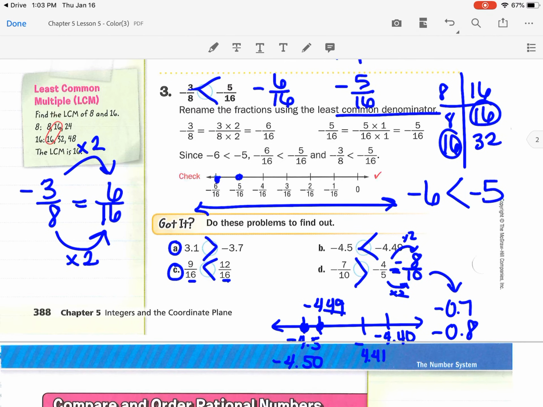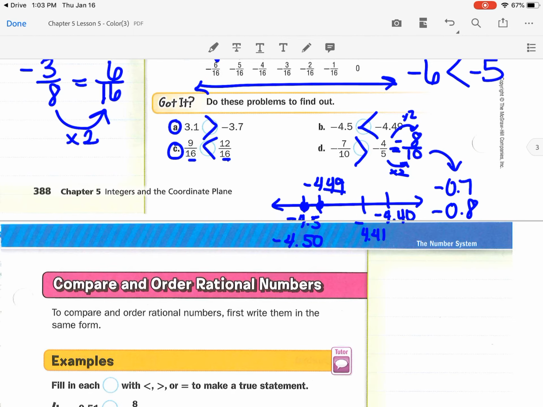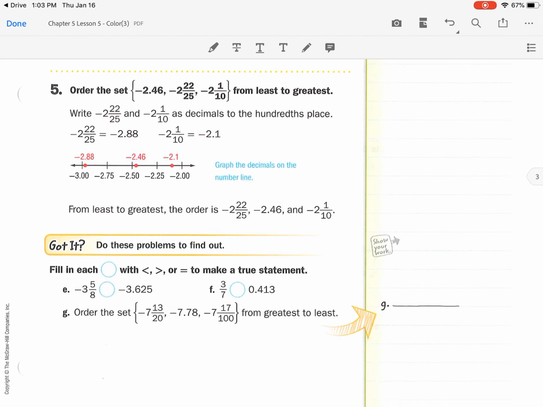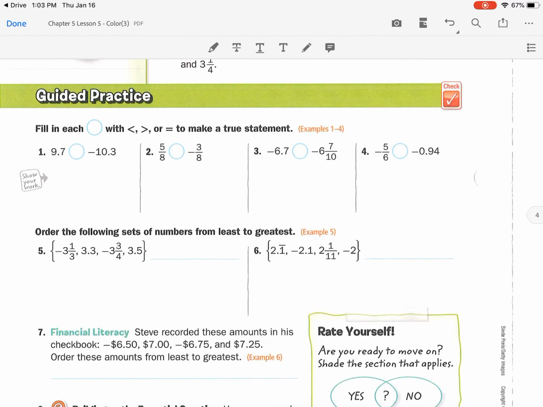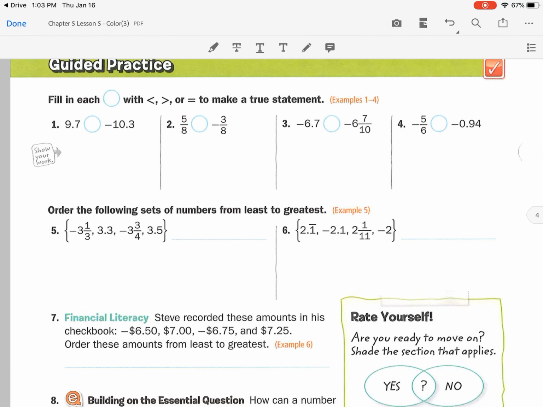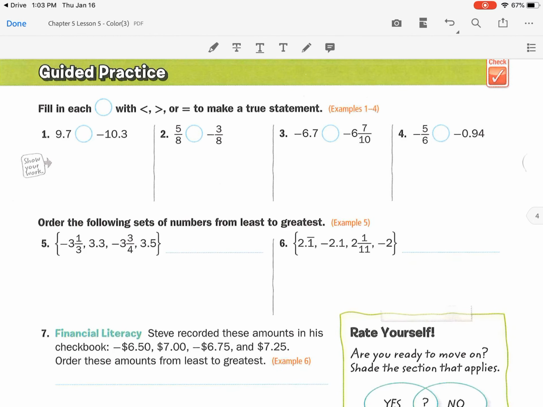Okay, we're going to skip this page right now, and I want you to jump over to these examples because we're going to do a couple of these examples, and then in the next part of the video we'll talk about the ordering part, but we're going to go ahead and do some more examples together. So, jumping to the guided practice on page 390, take a look.